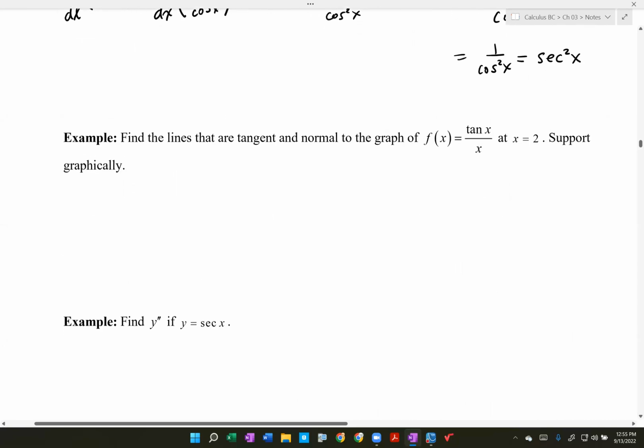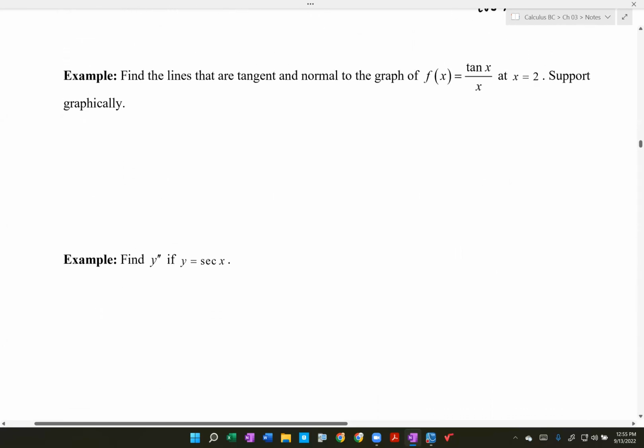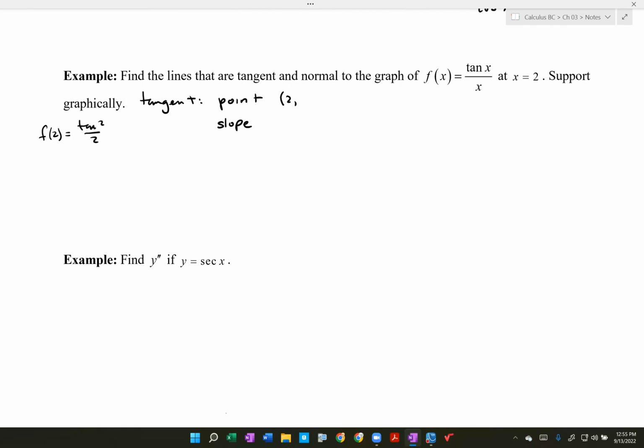All right, we got a couple more examples. Find the lines that are tangent and normal to this graph at that point. Okay, if I want to find a tangent line, what do I need? I need a point, and I need a slope. For the point, it looks like I have half a point, which is 2. For the other half of the point, how about I plug in 2 for x? I get tangent of 2 over 2. And I don't know what that is off the top of my head, but I'm just going to write it that way and say, that's some number.